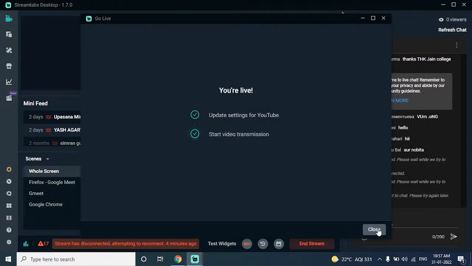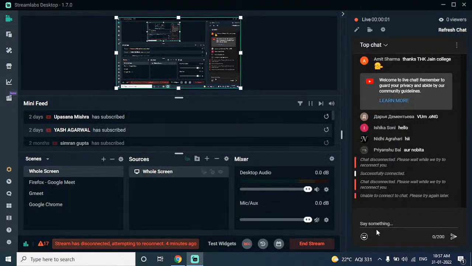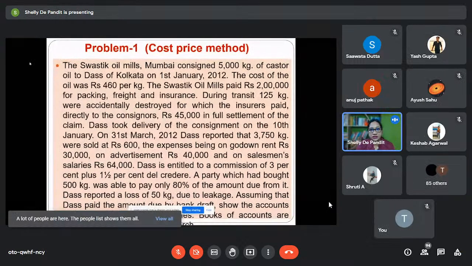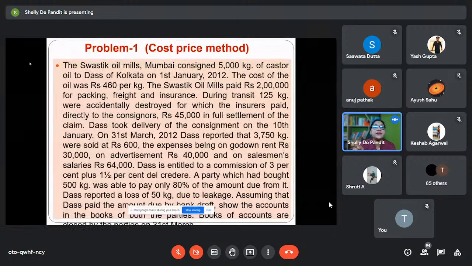I'm just going to go through this sum. One oil mill of Mumbai consigned 5,000 kg of oil to another person of Kolkata. The cost of oil was 460 per kg. And remember, the problem title is given as cost price method. So that means we have another type of method of doing the consignment.